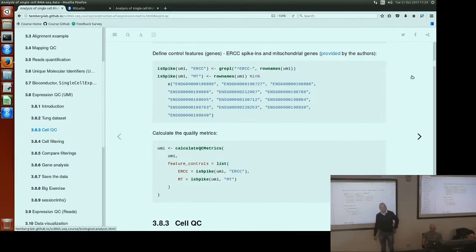And then we run the calculateQCMetrics function on our object. In this function, we can also define what our feature controls are. So we say that we have two controls, ERCCs and mitochondrial. ERCCs are contained here, and mitochondrial genes are contained here. So this will run quality control on your data set, keeping in mind that we have ERCCs and mitochondrial genes.